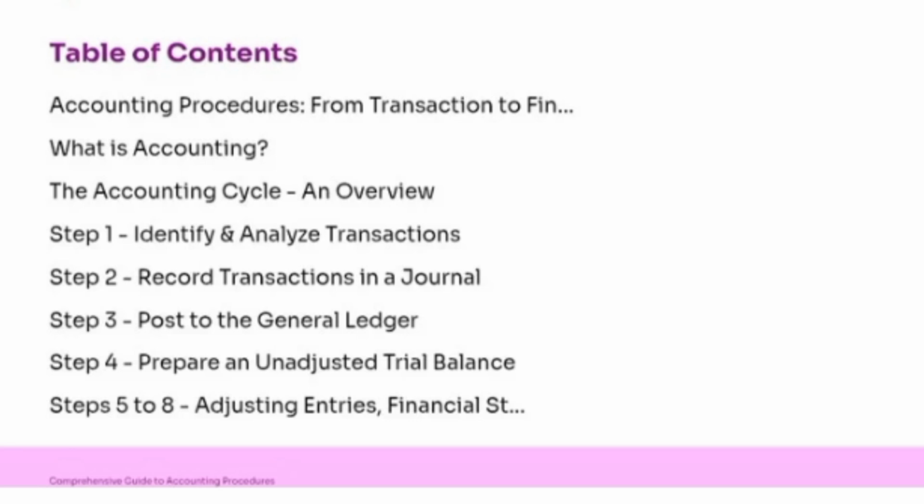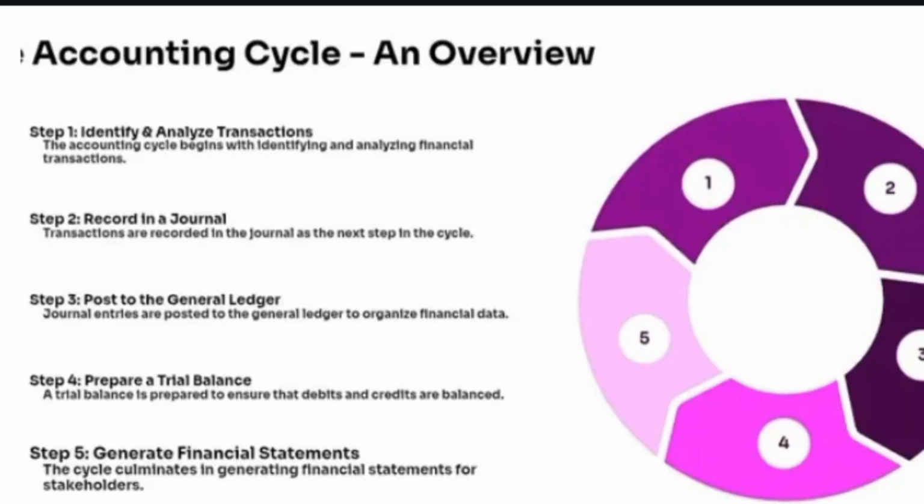This shows us what we are going to learn in this session. We will start with the basics of accounting, then move into the accounting cycle. That's just the full process every company follows to keep its financial records. We will go step by step, starting from identifying transactions to recording them, posting into the ledger, and finally preparing financial statements. By the end, you will understand how a simple business event becomes part of a company's official reports.